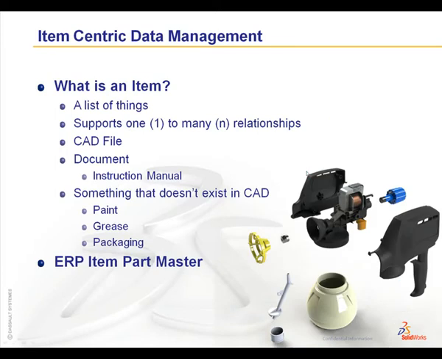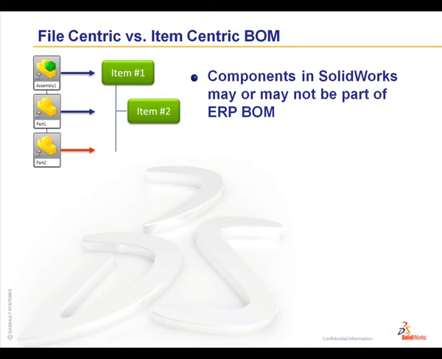So what is an item? An item can be a list of things. An item could represent one or many things. It could be a file, like a CAD file or a document, or something you don't usually model in CAD, like grease or packaging. It is generally the term used within an ERP system to represent all of those things.